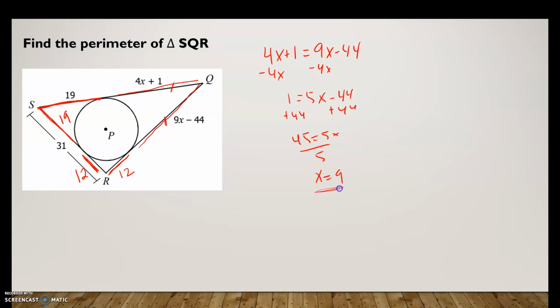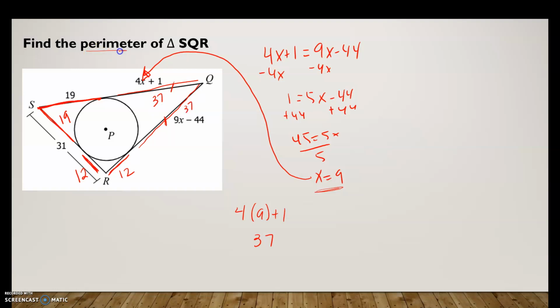Now careful, that's just what your x is equal to. You have to figure out what the length is, which means you have to take this x and plug it back in to one of your sides. So I'm going to do 4 times 9 plus 1. 4 times 9 is 36 plus 1, which gives us 37. So this guy here has a length of 37, and this guy here also has a length of 37.